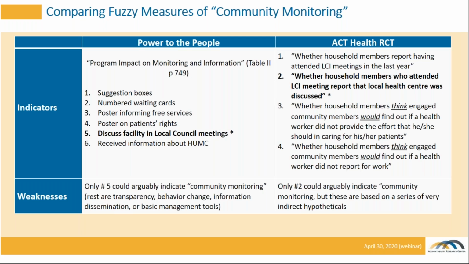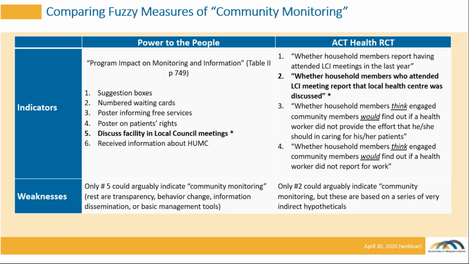And the challenge of getting great indicators is not unique to RCTs, and it's something we're looking at at Accountability Research Center. So if you see Power to the People, the kinds of indicators they were assessing of community monitoring are suggestion boxes, waiting cards, posters about services and patient rights, and whether or not health facility issues were discussed in local political meetings, so local council meetings. Now, of these, really only number 5 could arguably indicate community monitoring, and the rest, from my perspective, would be more about transparency or behavior change or information dissemination. Those are not necessarily equivalent to community monitoring.